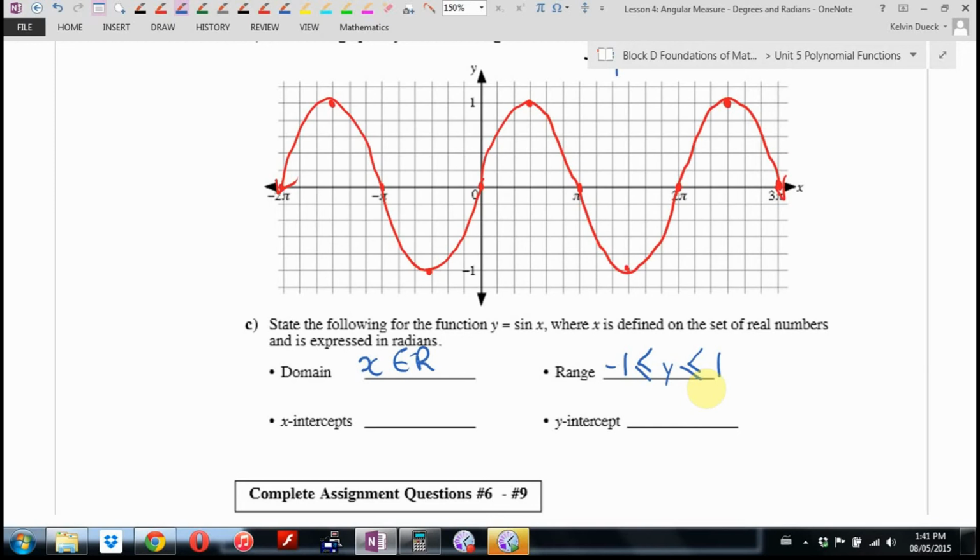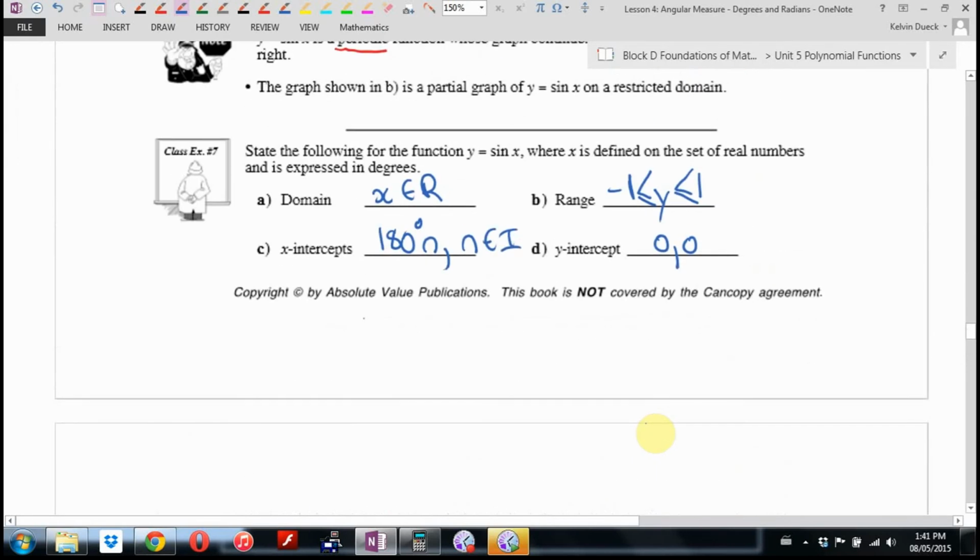X-intercepts, come back to that. Y-intercept. I'm going to scroll back to degrees. You guys stay on your page right now. Have we written anything different than we wrote in the degrees section? No. So Julia, whether it's radians or degrees, those answers are the same. The only thing that's going to change is the x-intercepts. We said that the x-intercepts in degrees occurred every 180 degrees. Hey, 180 degrees, how many radians is that?